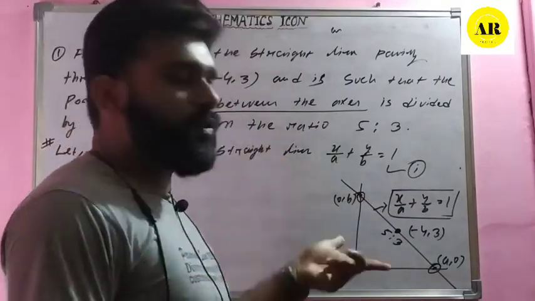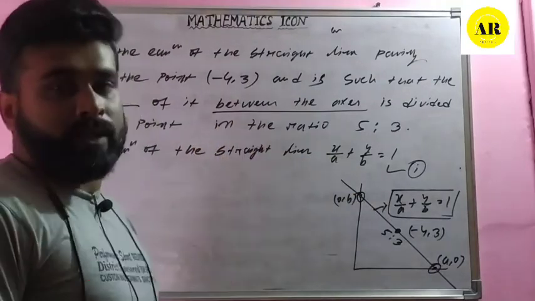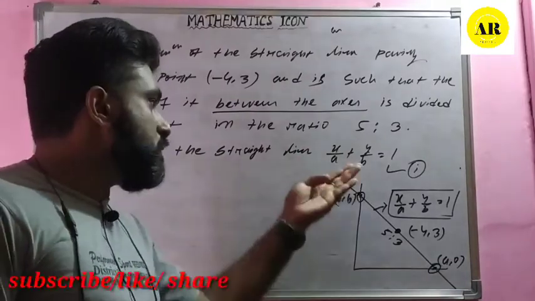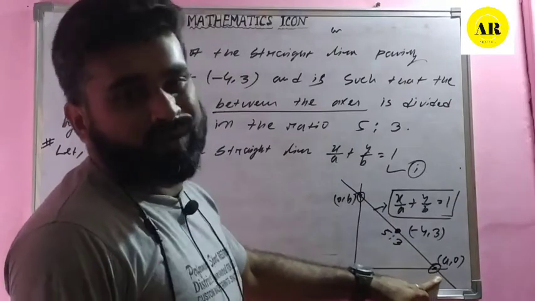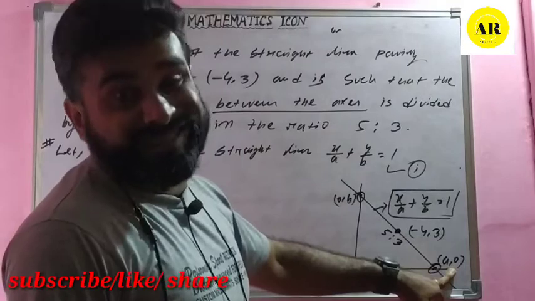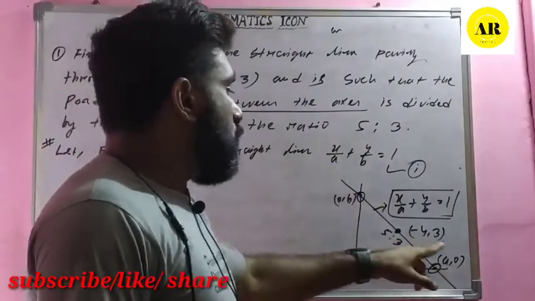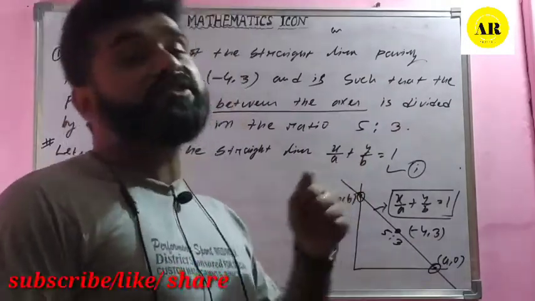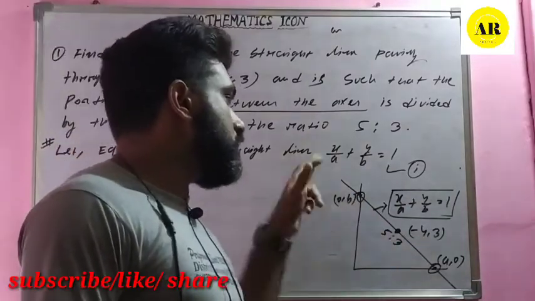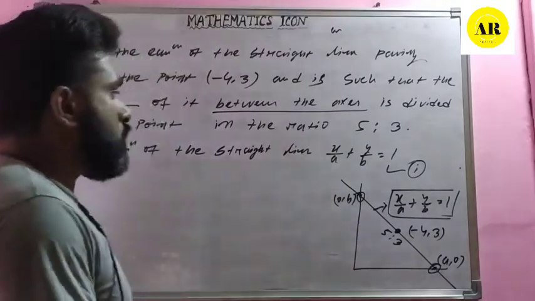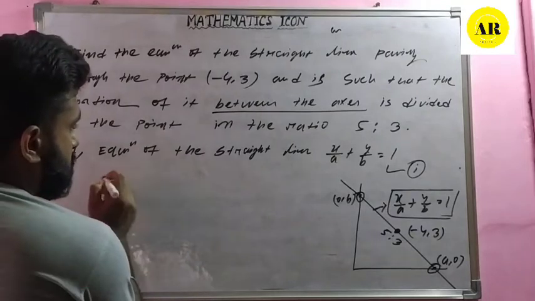Concisely, a straight line is there, and we assumed x by a plus y by b equals 1 because this straight line is lying between the coordinate axes, so we were bound to assume this form. From the concept discussed in the very beginning, the intersecting points on the x-axis and y-axis are a, 0 and 0, b. The point -4, 3 lies on the straight line and divides it in the ratio 5:3. That is the main concept. Now you need to find the values of a and b, and after that you will get the perfect straight line equation. So just write this.